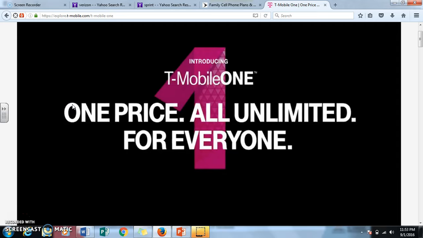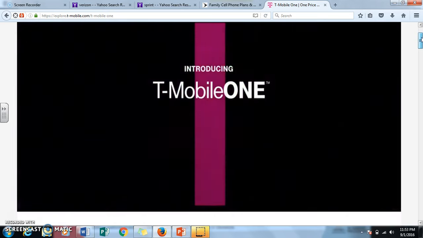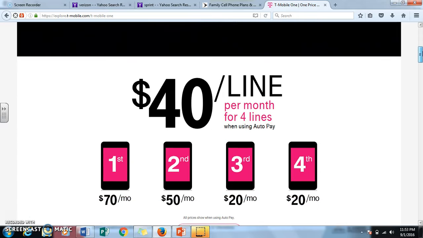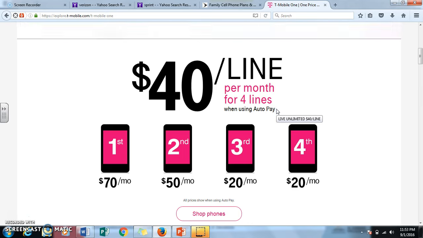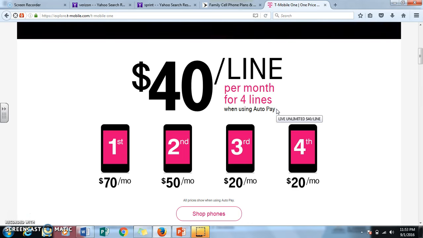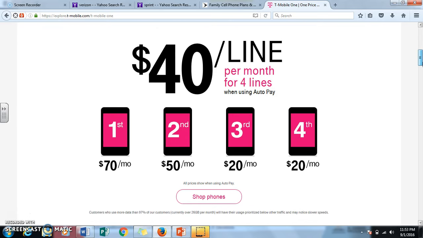So T-Mobile is now introducing a one-price unlimited cell phone plan. It's one price unlimited for everyone at all times, so I don't even have to worry about gigabyte data anymore. They say it's $40 per line per month for 4 lines, and that's when you're using auto pay, but there are no extra price changes in there, so they don't charge $20 extra per person. So that becomes a $160 cell phone plan for unlimited data usage, and that's it. So I'm going to add that to our chart as well.